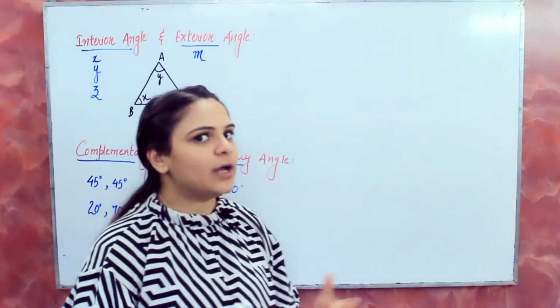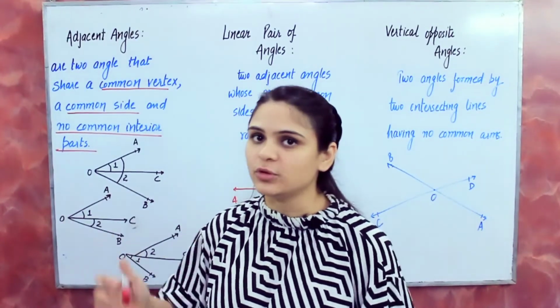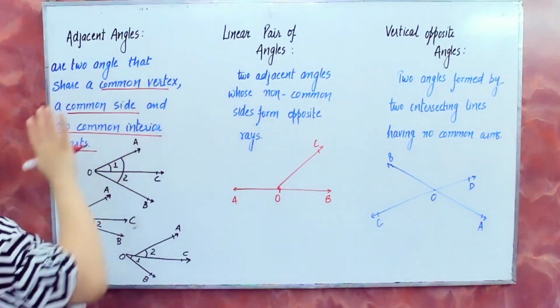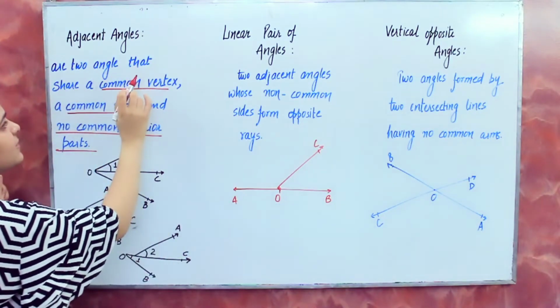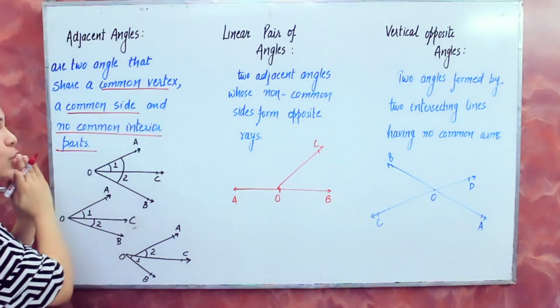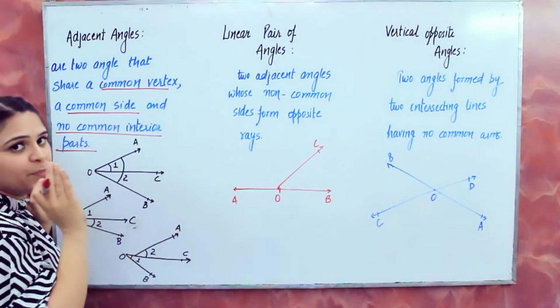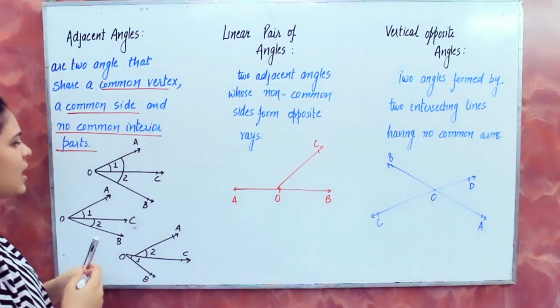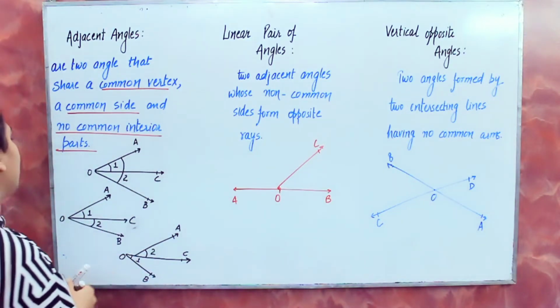Now let's move to another type of angles. Now we have three more types of angles. Number one is adjacent angle. Adjacent angles are two angles that share a common vertex, a common side and no common interior parts. Now you have to identify which of the following are adjacent angles.